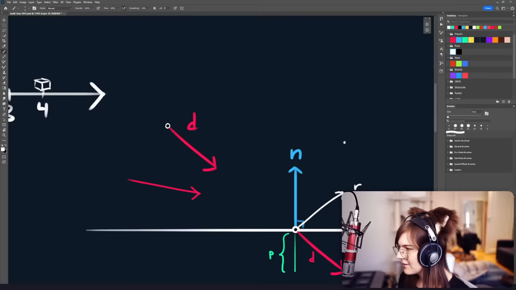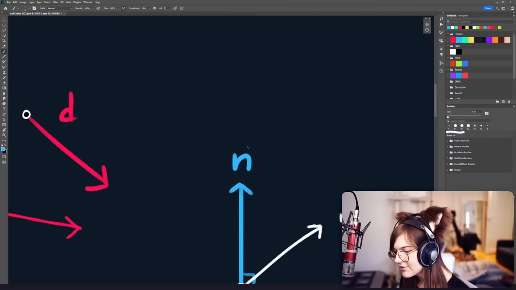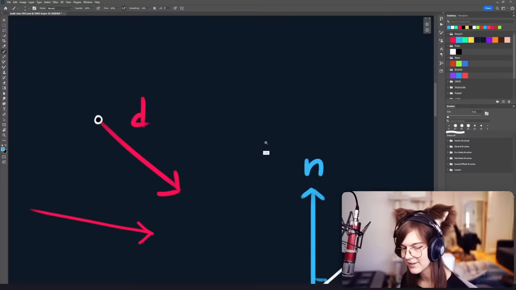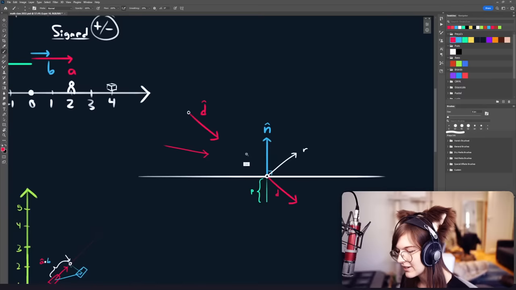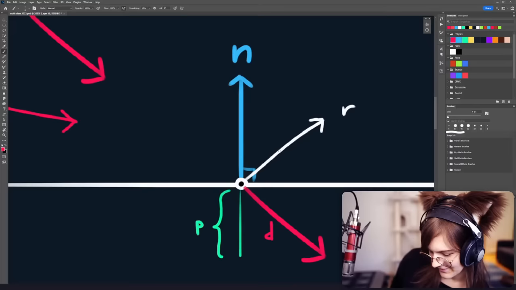You don't always draw the hat if it's normalized. Quite often you only draw the hat if you want to normalize a vector that is not normalized. But in this case, both of them are already normalized, but we could draw the hat just to be extra clear. And one thing you're going to notice if you start reading math papers is that people are very inconsistent with notation. So you're going to have to get used to that. Okay, all right.